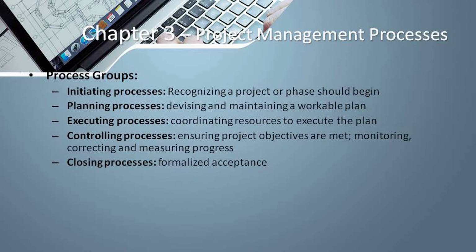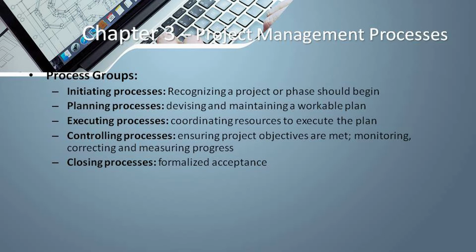In the PMBOK Guide, PMI defines 24 discrete processes that are involved in planning, while a project team can decide which of these to choose for a given project. But the message from this group is clear: fail to plan, that means planning to fail.